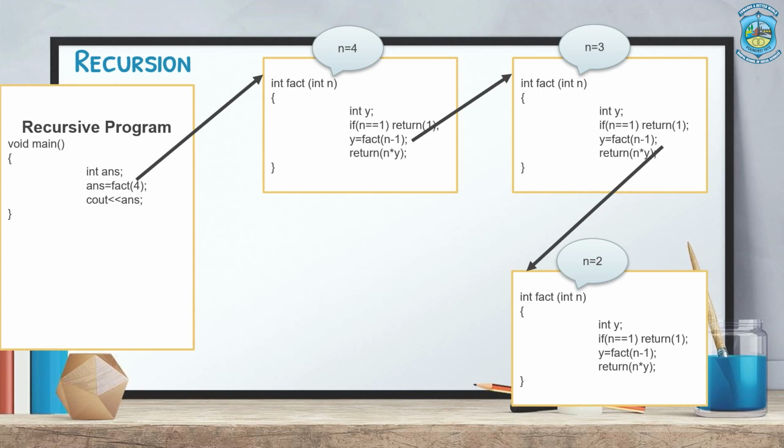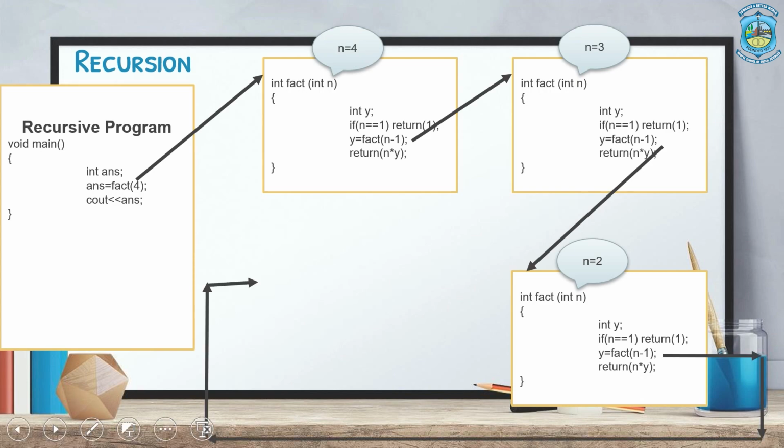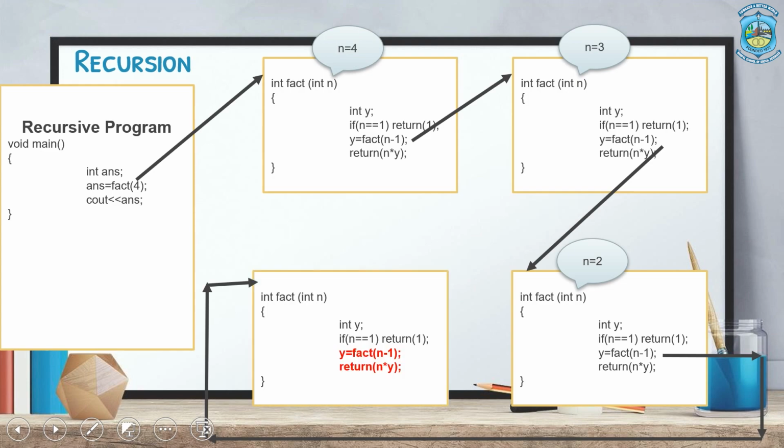When 2 gets passed to this function, again the condition fails and there is a recursive call again to the factorial function with n minus 1 parameter. Now n has got the value of 1.